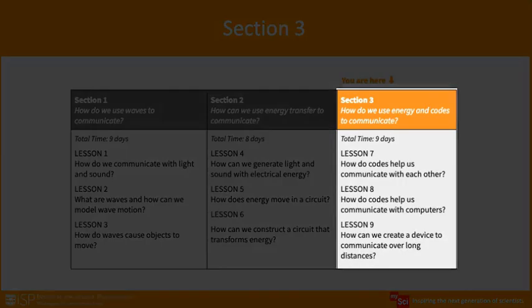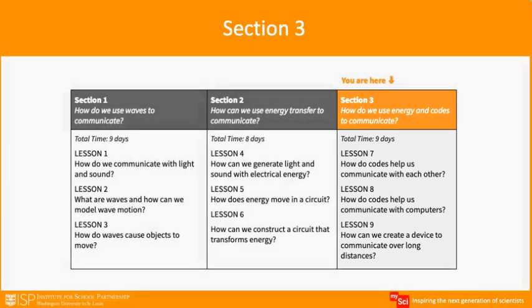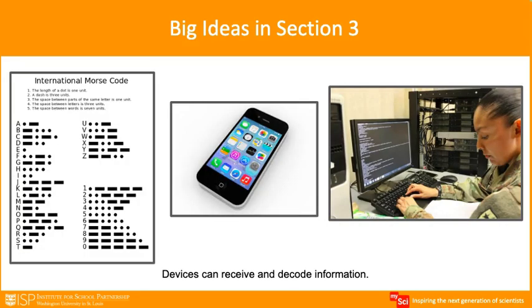In Section 3, students make connections between energy transfer, communication, and coding. This section will take about 9 instructional days. Students use books and videos to learn about patterns such as Morse code. They learn about telegraphs and cell phones as examples of technology that help humans use code to communicate over distances.